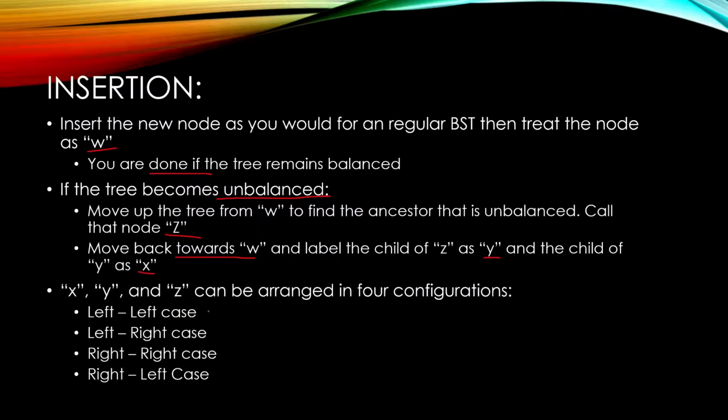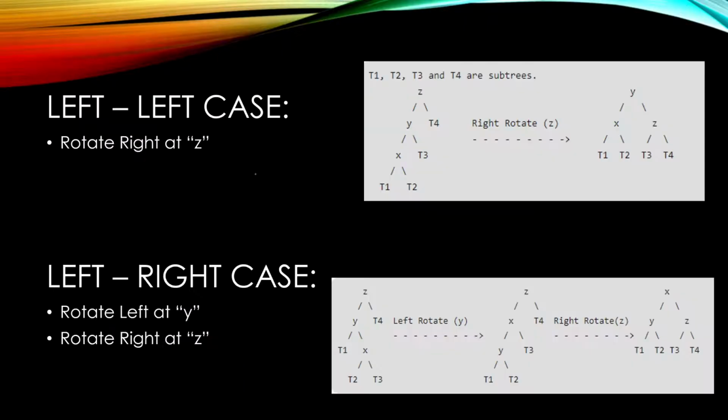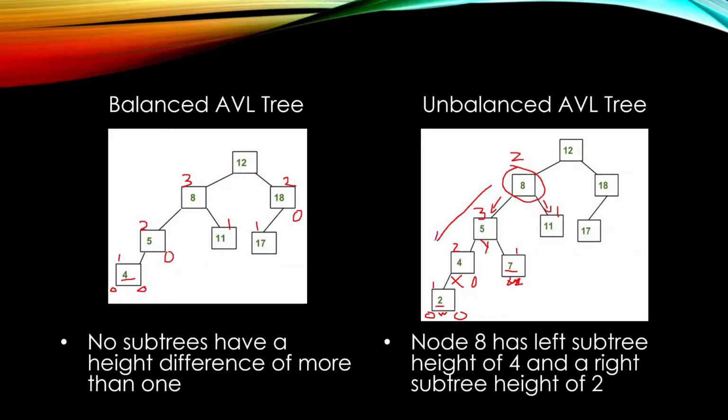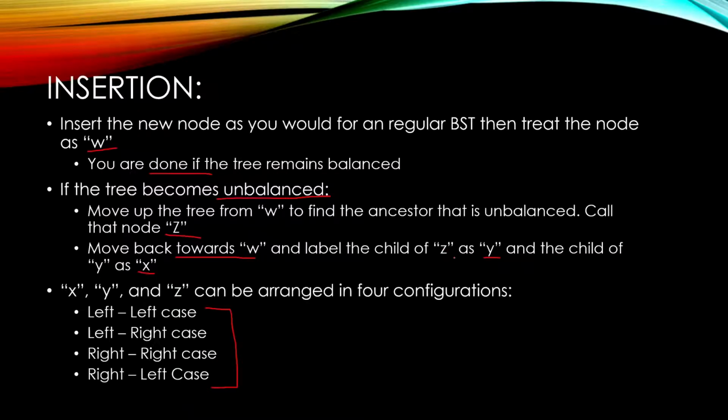And then those 2 or 3 nodes are arranged in 4 possible configurations, and we're going to have a look at those configurations now. So here, this is the left-left case. This is where Z, Y, and X are in a line down on the left, which is the case that we were looking at here. Z, Y, and X are in that line.